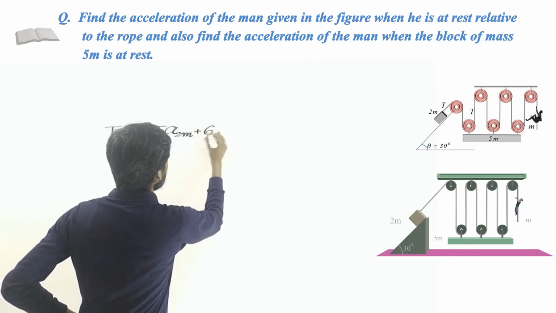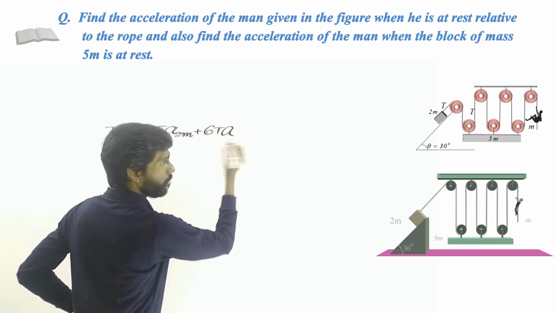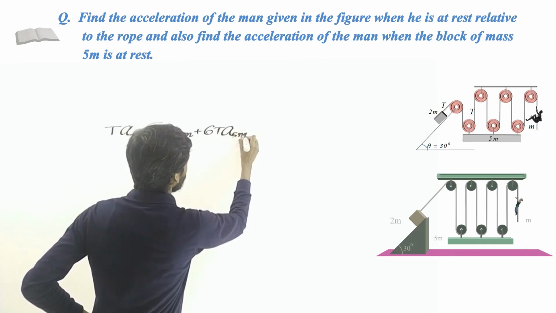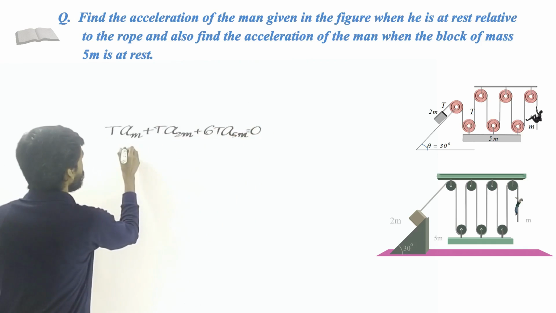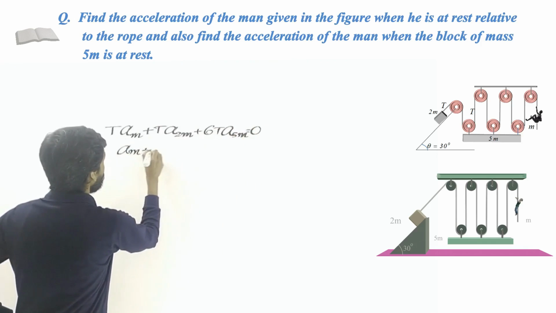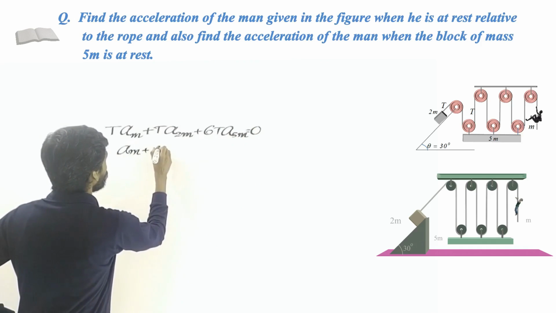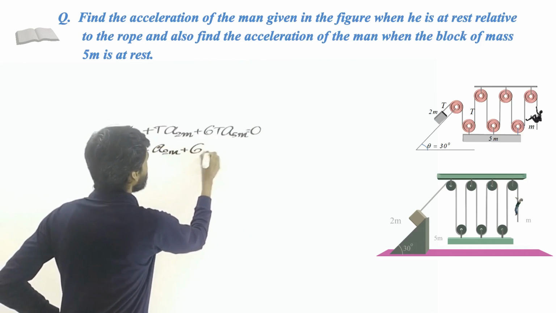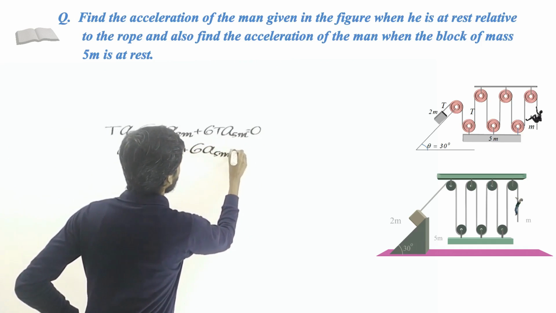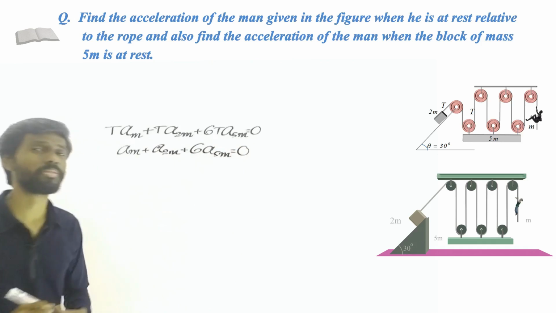So it is 6T multiplied by the acceleration of that block having mass 5m. So this total is 0. Okay, so this is the relation between the accelerations. If you divide by T, we get a_m plus a_2m plus 6 a_5m equals 0. Okay, so that's all. So this is the relation.